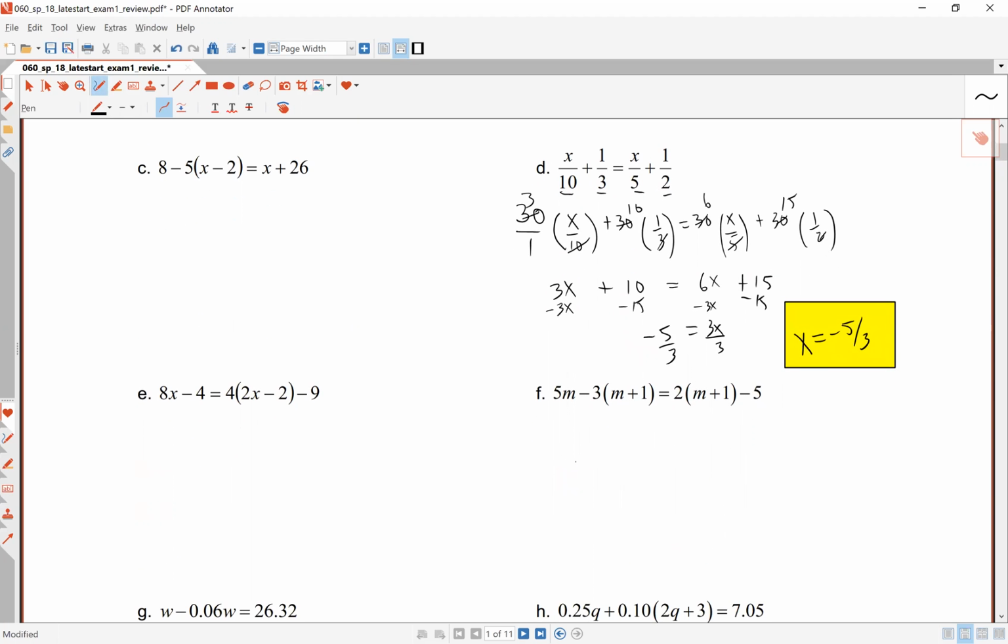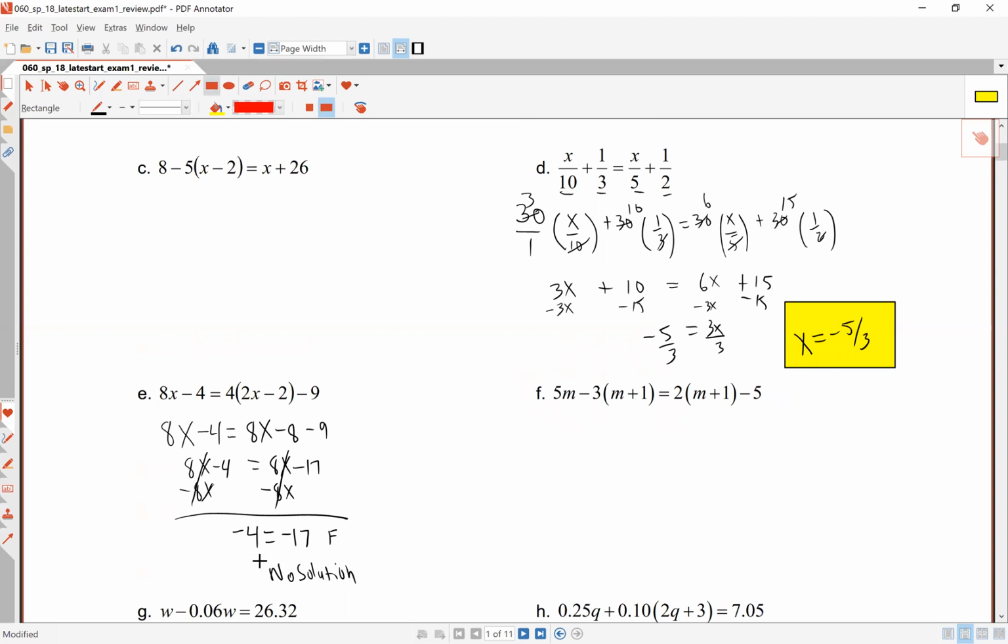Letters E and F. When you distribute the 4 across, you get 8x minus 8 minus 9, and then that's 8x minus 17, and that's 8x minus 4. When we subtract the 8x from both sides to get all the x's on the same side, they cancel the x's out. And since that's a false statement, that means that there's no solution here. When there's no variables left over, and it's a false statement, it's no solution.